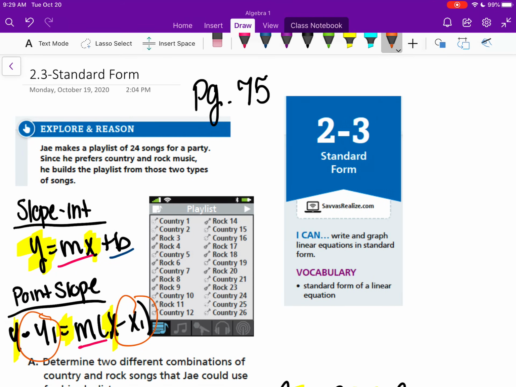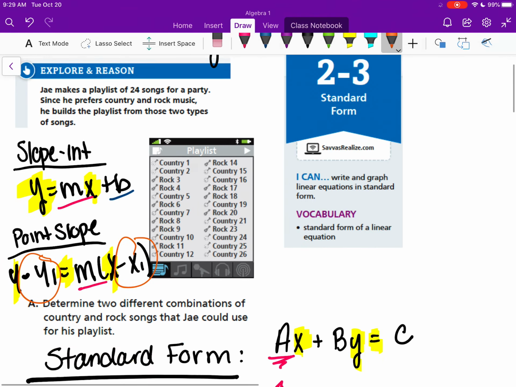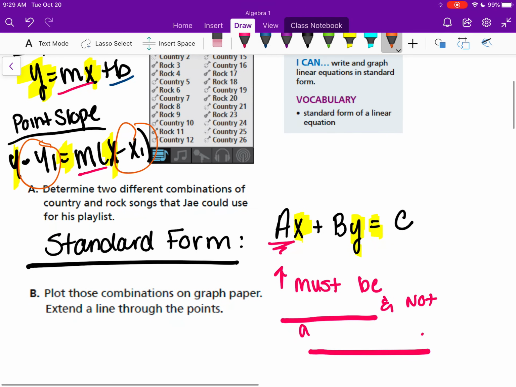Those forms are both really good to use when you're given information about the line, such as the slope, the intercept, or a point. Our next form is called standard form, and it is ax plus by equals c, where a, b, and c are not representative of something on the line, but more so what the line is representing.